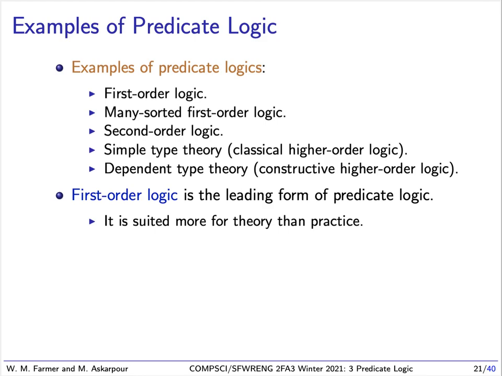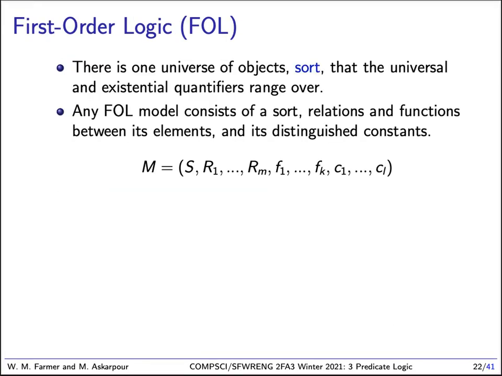There are different examples of predicate logic, including first-order logic, which is its leading form, many-sorted first-order logic, and second-order logic. There are also higher-order logics that we will not discuss in this lecture. In first-order logic, we have one universe of objects that we call a sort, and universal and existential quantifiers range over that sort. Any first-order model consists of a sort, relations, and functions between its elements, and its distinguished constants.